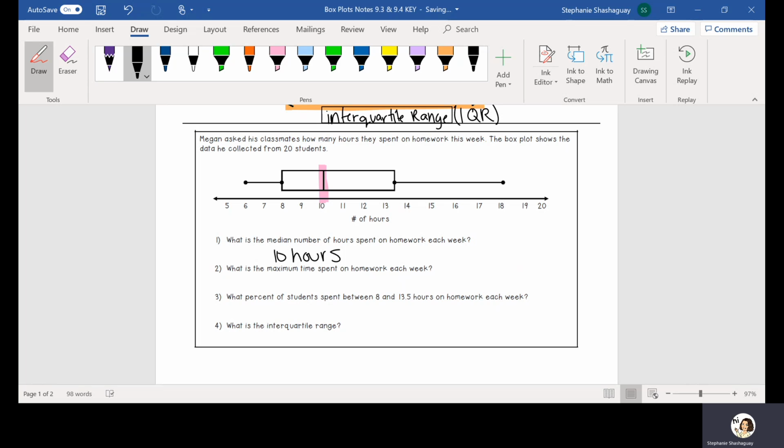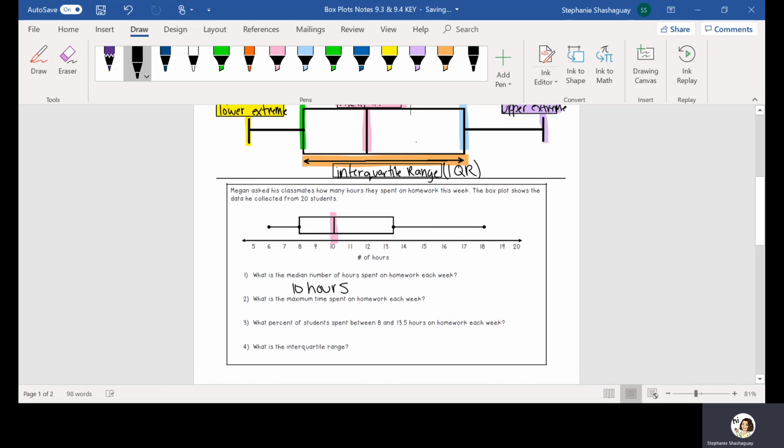What is the maximum time spent on homework each week? Okay, our maximum is right here. So our maximum number is 18 hours.